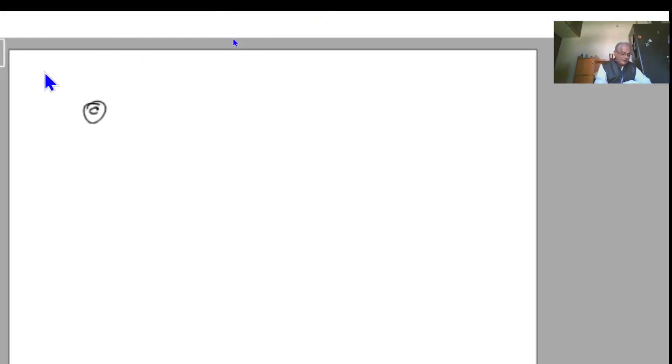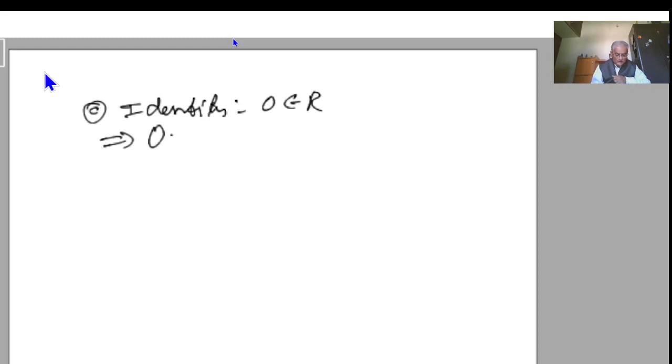Identity element. So here, 0 belongs to R, and this implies 0, 0, 0, up to n terms, belongs to V.